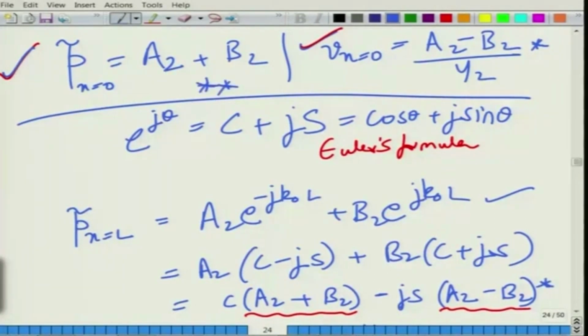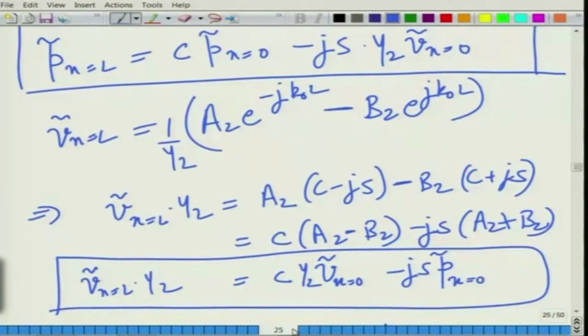Once we do that, we immediately recognize that the acoustic pressure within the chamber at the x equal to L section is cosine times the acoustic pressure at x equal to 0 within the chamber, that is at the other end, minus j into sine k naught L times Y2 into V of x equal to 0.